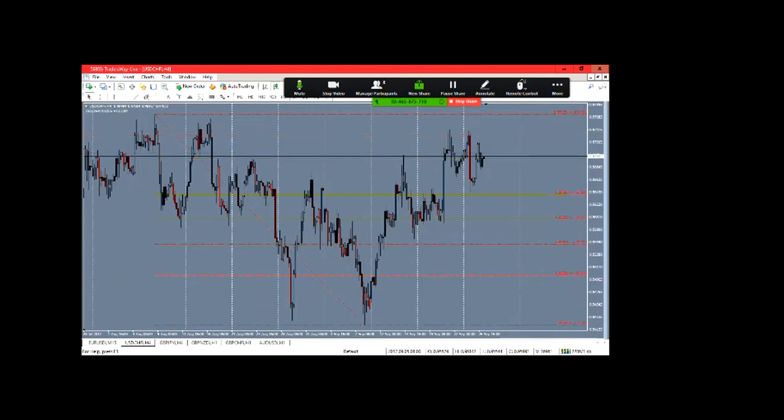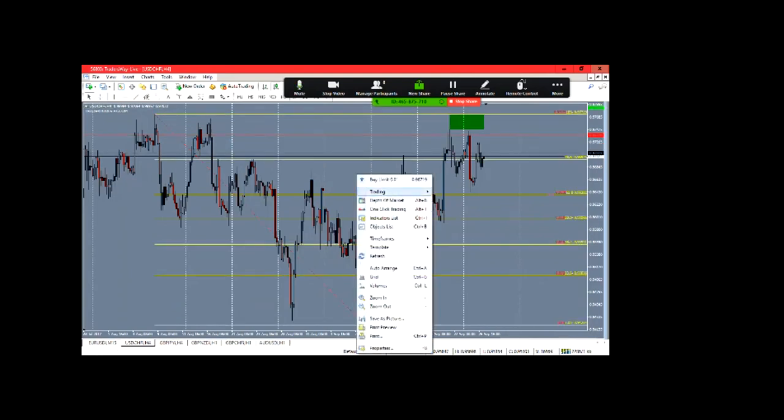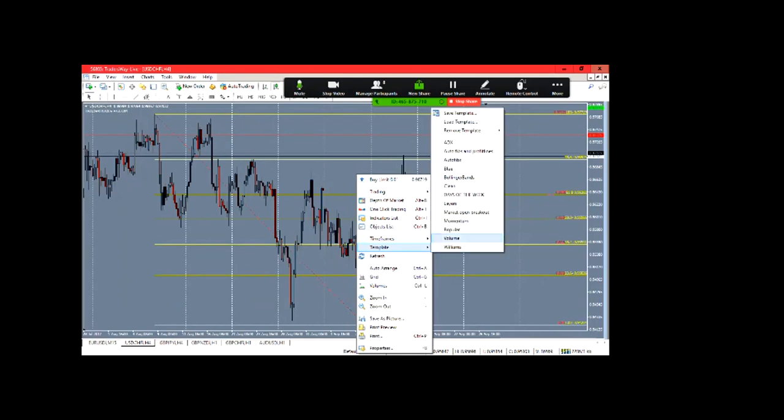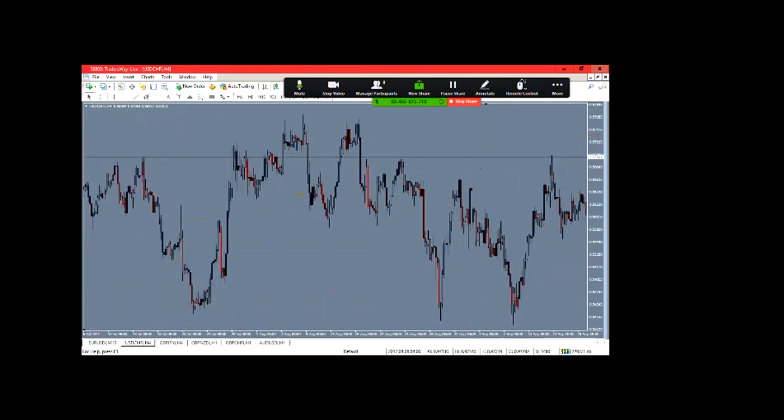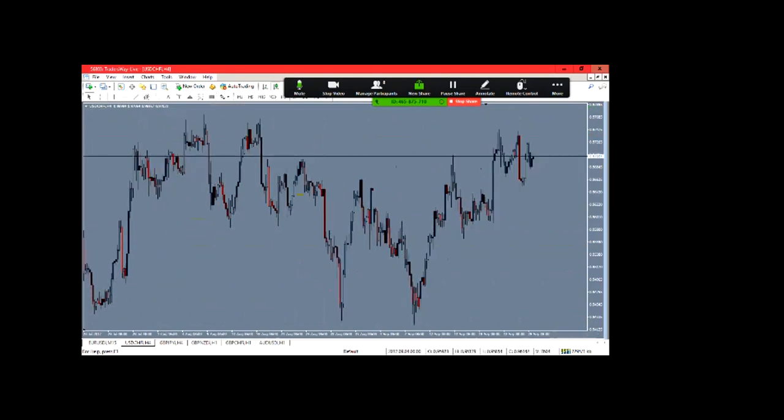Yeah, let me just clear this out here. Those fibs are a custom indicator that I use when I'm placing my orders. I just want to take the guesswork out of it.